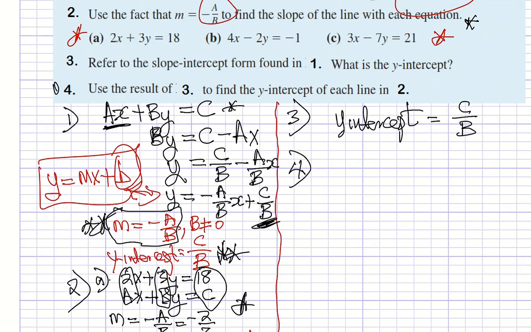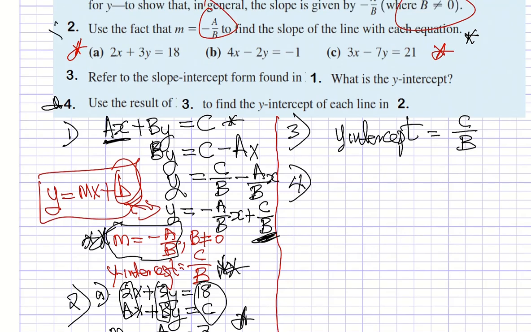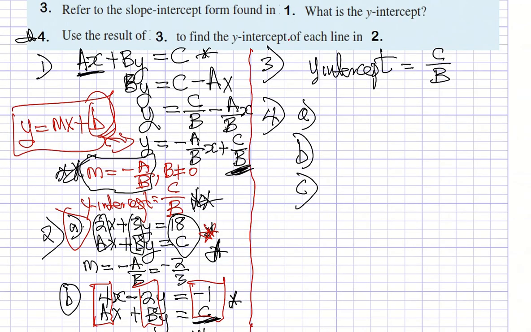We're doing this one. Use the result of 3 to find the y-intercept for each line in 2. So they want us to go back here and find the y-intercept. You remember the y-intercept? I even wrote it down here. C over B, okay? That's the y-intercept.